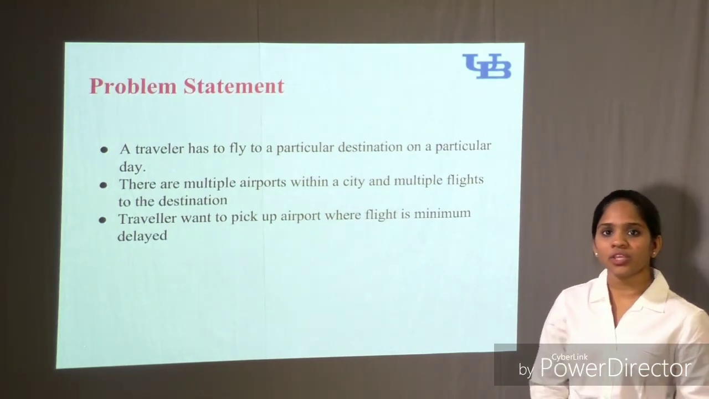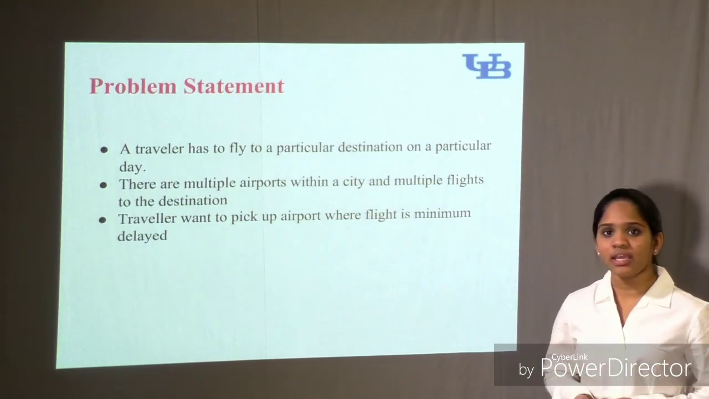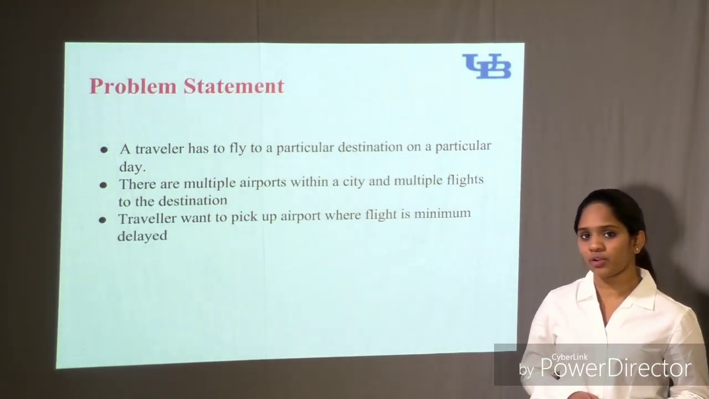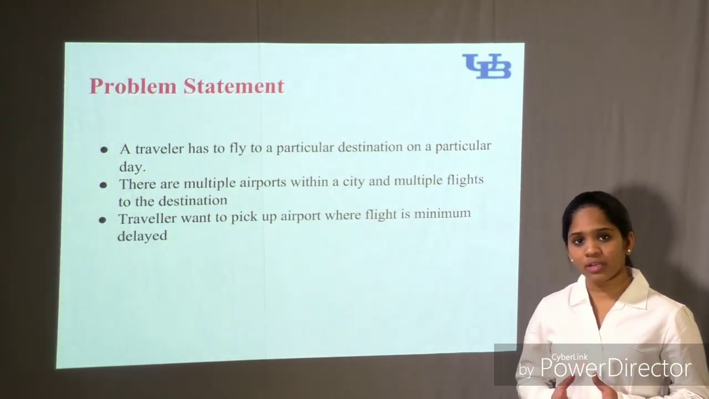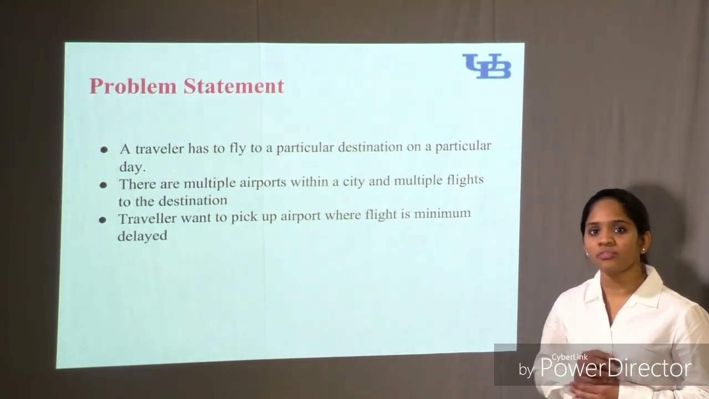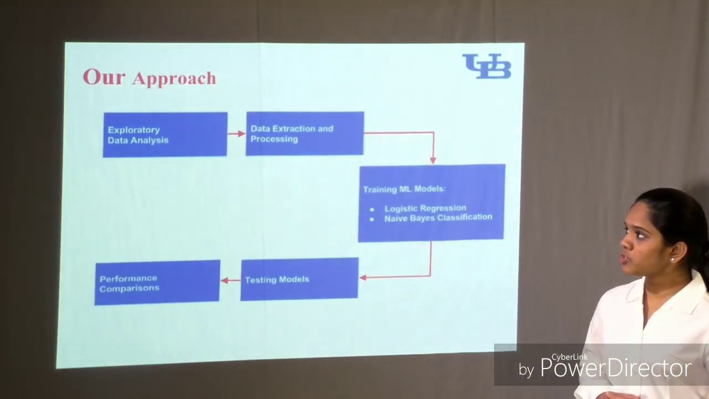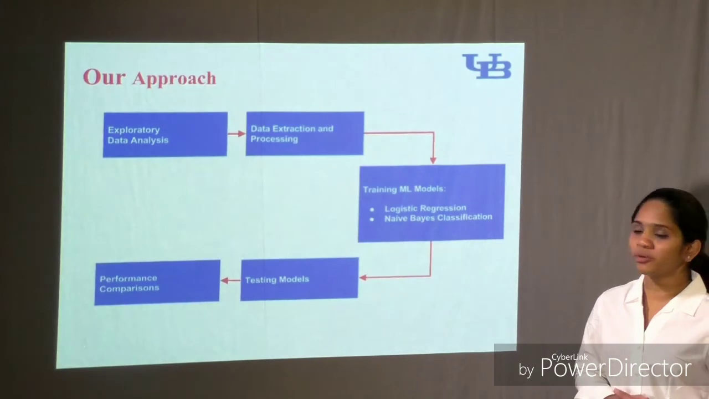Now let's come to the problem statement. Let's say the user gives us the input of where he wants to fly, like the destination, and the date that he wants to fly out. We built a predictive model that gives out the output of which airport he has to choose so that the flight delay is minimized.